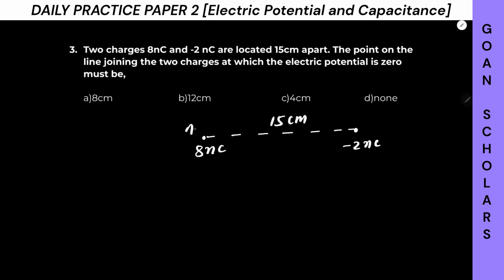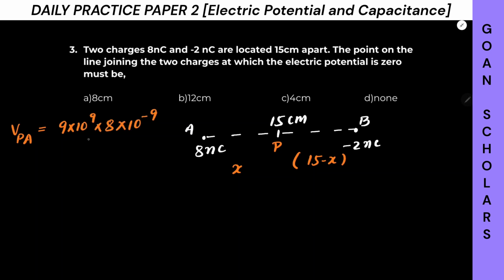Correct. And the charge, let's call it A here. Let's call it B. And let's say at point P, the potential is 0. Let's say this is at a distance x, and that is 15 minus x. I hope this is clear. Now, potential VPA, the potential at P due to A, will be K, which is 9 into 10 to the power 9, into the charge, which is 8 nano.